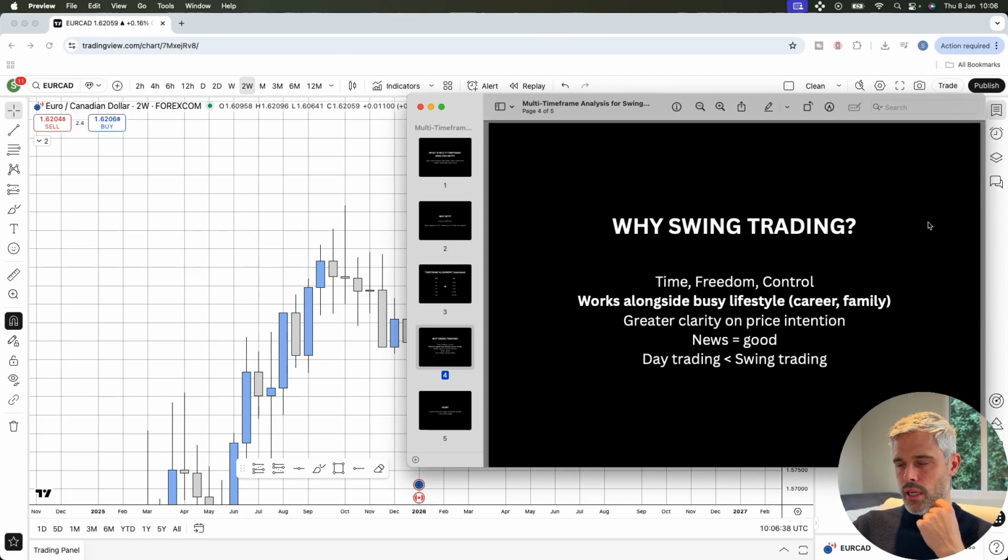Why do I swing trade? This is, I guess, just a little plug. And if you don't want to swing trade, just skip this section. But why do I swing trade?